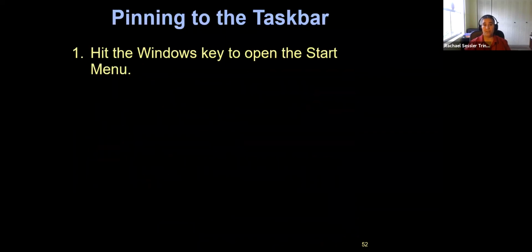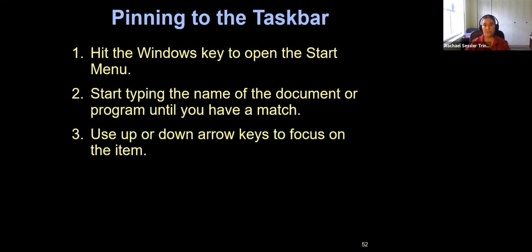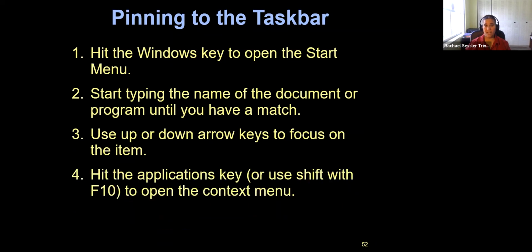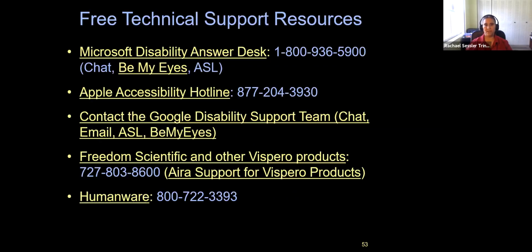Pinning to the taskbar. So I promised you this. I have some instructions here on pinning to the taskbar. So if anyone wants to just review how to do that, please refer back to the slides. You would hit the Windows key to go to the start menu, start typing the first couple letters of the name or document, and then you would use your up and down arrows to focus on it. And then you could go to the context menu using either the applications key or Shift F10. And then you would down arrow to pin to taskbar. So just a few steps, but I have those outlined if you wanted to go back and do that. You could just refer back to this.